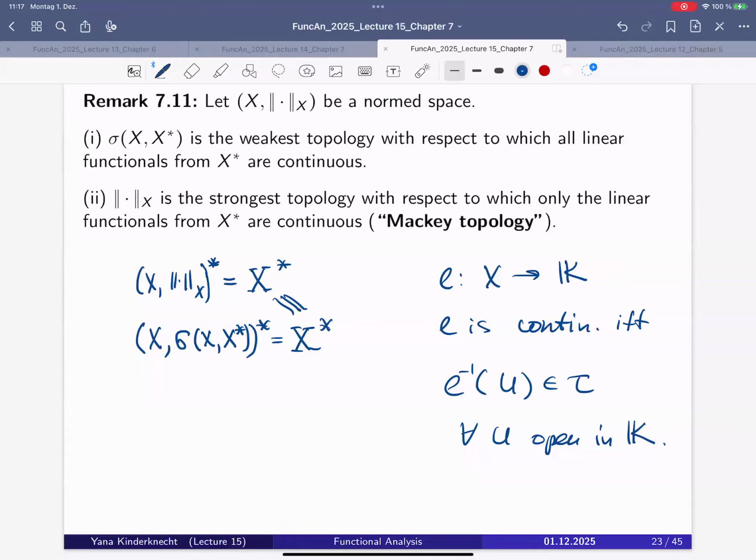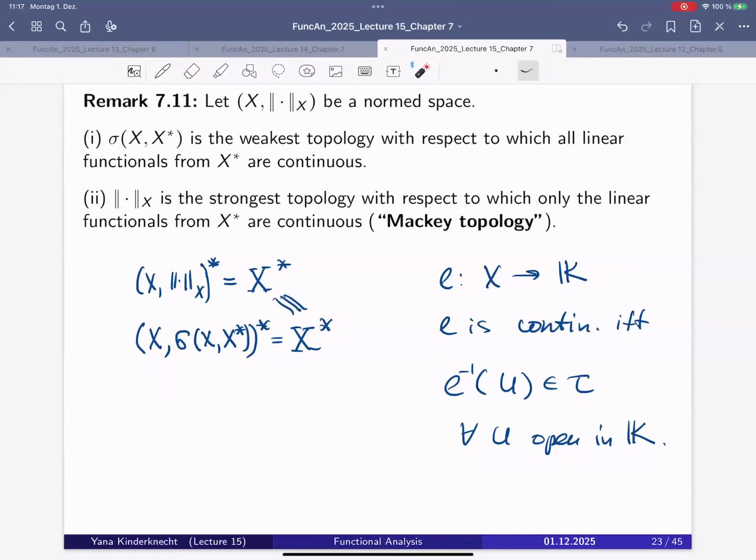Okay? So this is good news that we have changed the topology, but we did not disturb the topological dual. And this is a nice property. And there may be some topologies in between these two, which still preserve the topological dual.